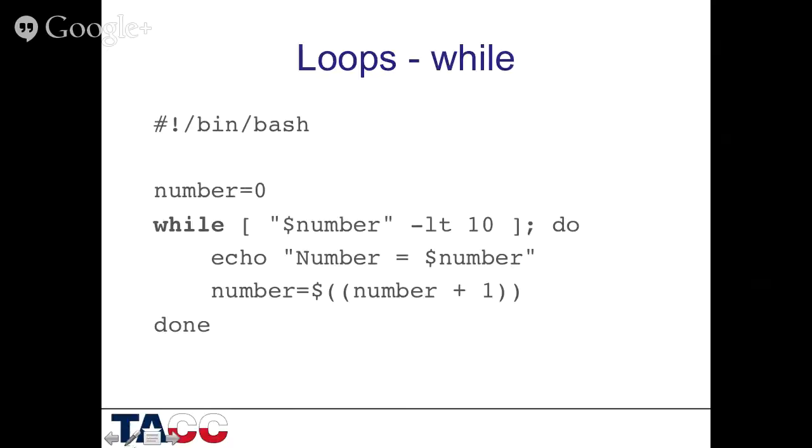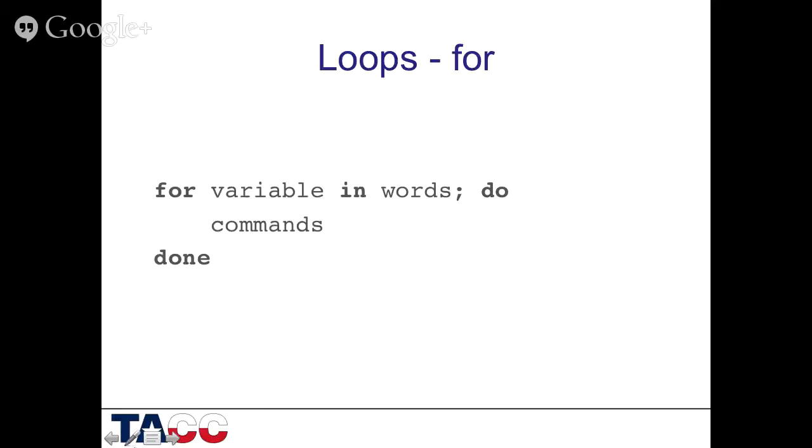Okay. So other loops that we like to use, for loops, of course. Everybody wants to know how to do those. And look at this. For loops do not end in rof. They just end in done. So you have for variable in some words or some set. You can do a set of commands until you're done.